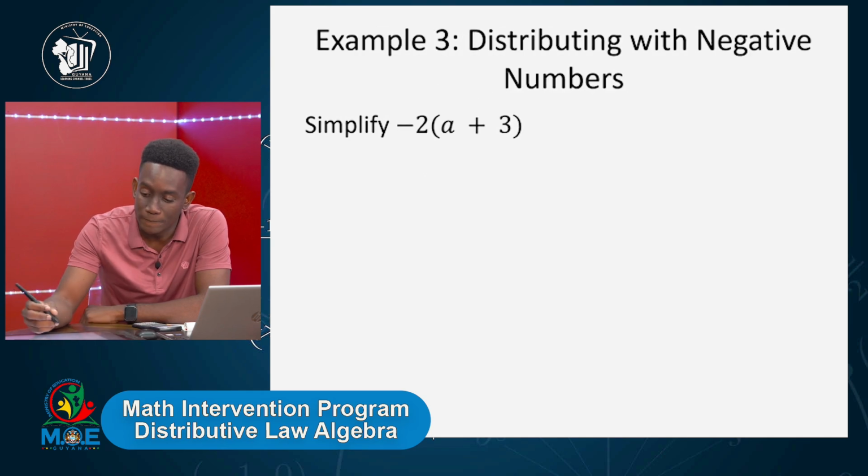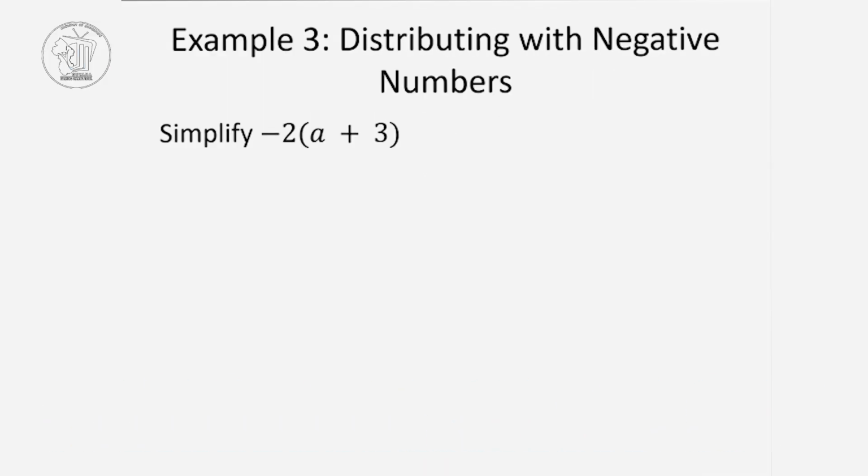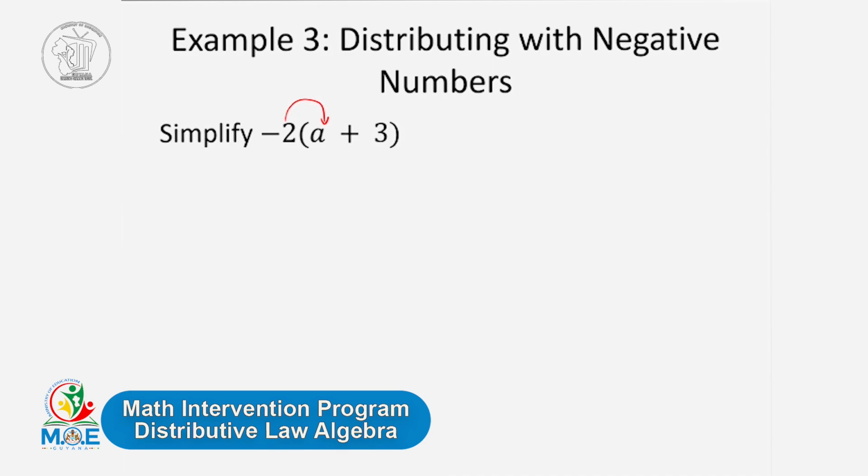Let's carry on to another one. So we have negative 2, open bracket, a plus 3. And you're asked to simplify this. So we see this negative 2 now is multiplying the a. So we'll have negative 2 times a would give me negative 2a. And now we have negative 2 multiplied by positive 3. So we know a negative times a positive would give me a negative, and 2 times 3 would give me 6. So this answer would be negative 2a subtract 6.